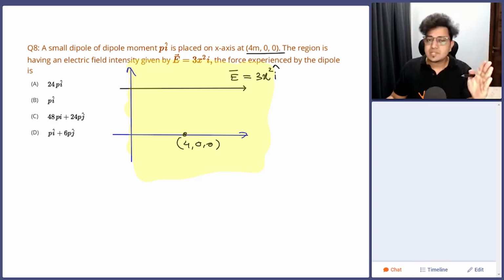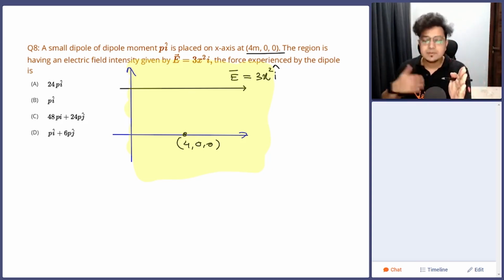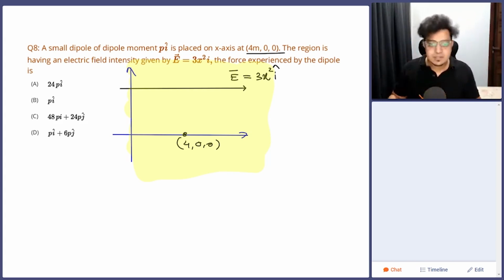So if you start from origin, x will be 0, so electric field will be 0. If you move towards x equal to 1, electric field will increase. X equal to 2, electric field will increase. So it is increasing its strength, but direction is towards i cap only. Now here we have to calculate how much force will be experienced by the dipole. And the dipole moment is a very short dipole, a tiny dipole. It is placed at this location, and its vector is also given to us, which is P i cap.